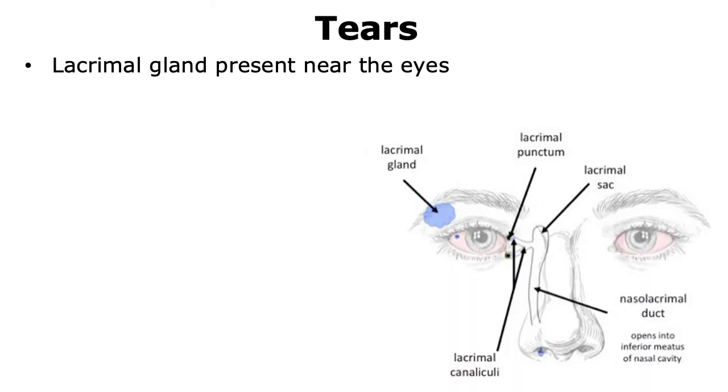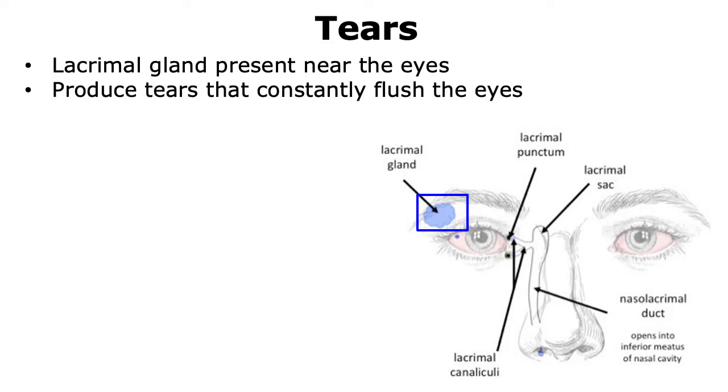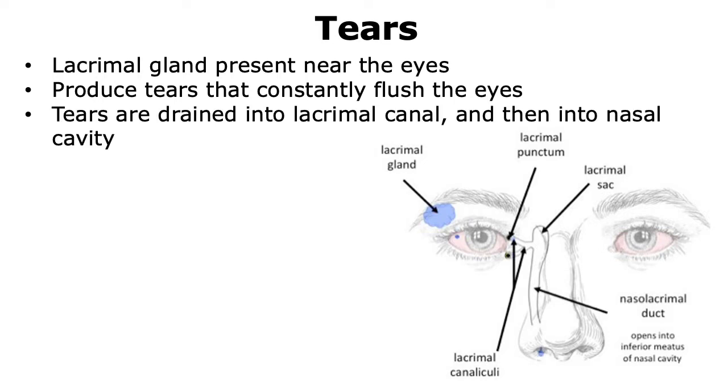Tears are another barrier that are produced by our body, and they're produced by the lacrimal glands that are present near the eyes. These lacrimal glands will produce tears that constantly flush the eyes. The tears are then drained into the lacrimal canal and then finally into the nasal cavity. This constant drainage of tears is very important because if there is a problem with drainage, then they will accumulate in the eyes and the eyes become more prone to eye infections.